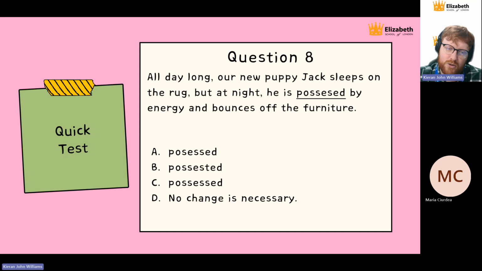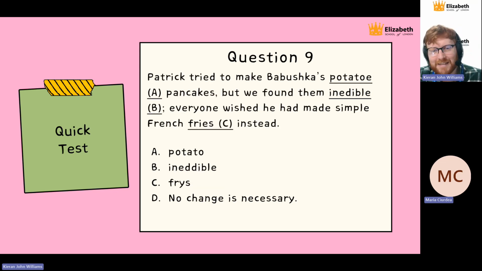So the correct answer should be C. Yes, I just think there's too many S's in possessed. I know. So for this one, we do need to quickly finish in a second. So for this one, we needed to change it from potato with OE to just potato with just AO.